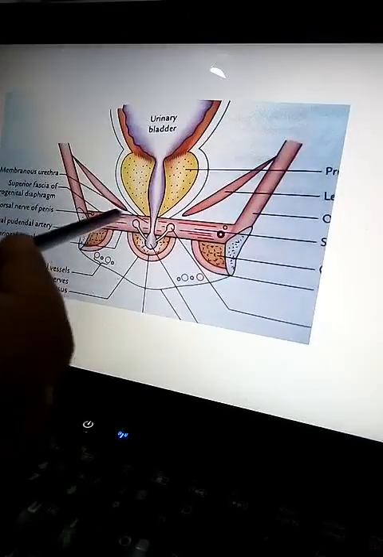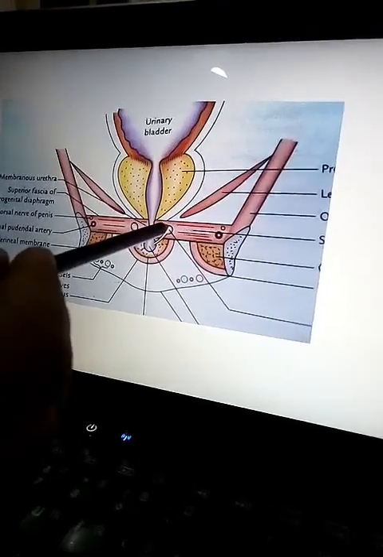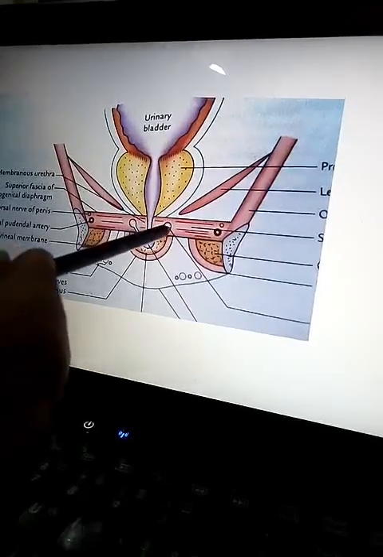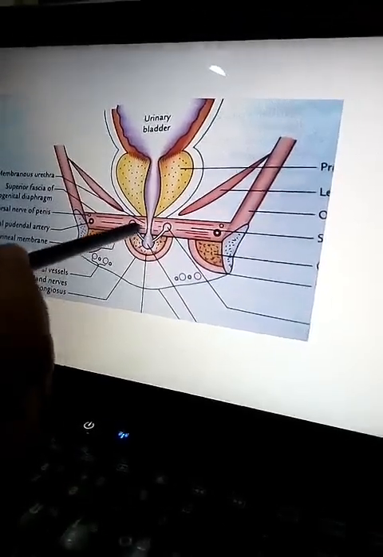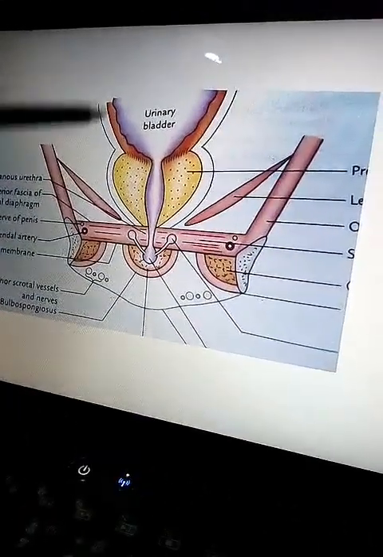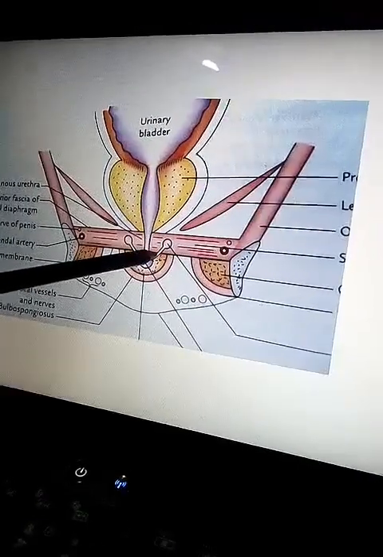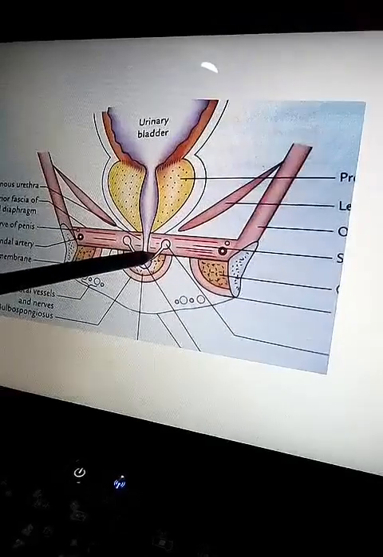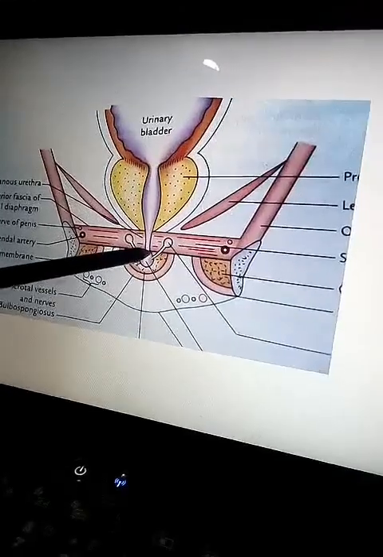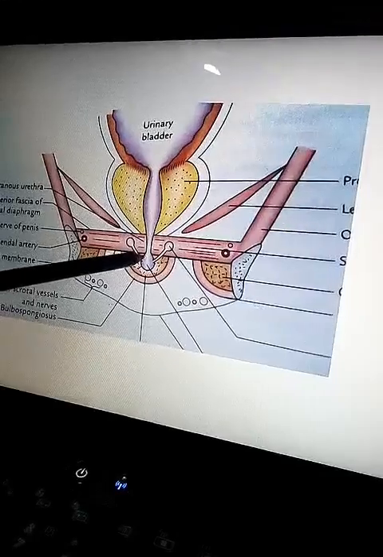Another content of the deep perineal pouch or the urogenital diaphragm is the bulbourethral glands. They lie on each side of the membranous urethra. They are about 1 centimeter in diameter. The ducts of the bulbourethral glands, that are 2.5 centimeters long, pierce the perineal membrane to open into the bulb of the urethra. These bulbourethral glands contribute a small amount to the seminal fluid.